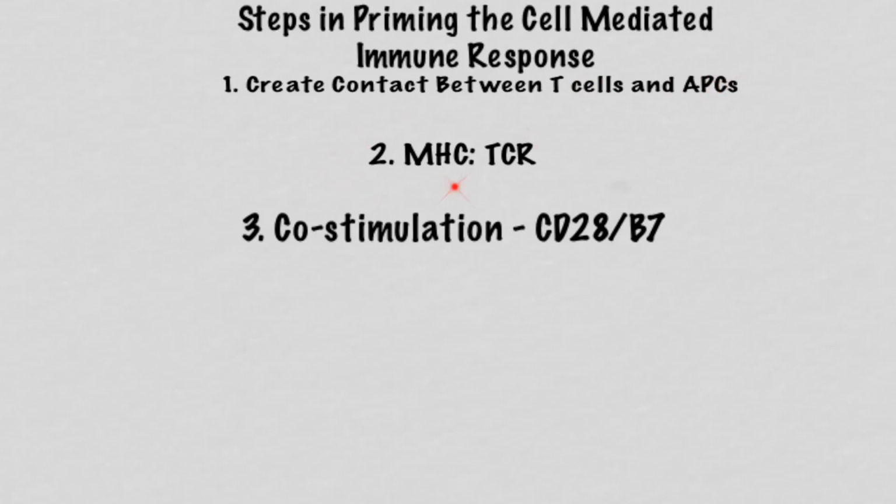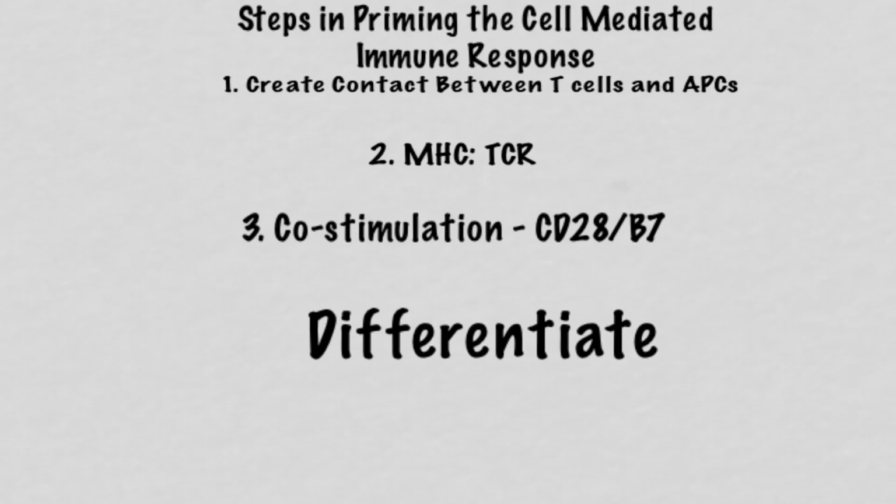Okay, so at this point, we have created contact between the T and the B cell. We created signal 1, which was MHC-TCR interaction, and signal 2, which is co-stimulation. Now we're going to add our last thing that we need to do, and we need to differentiate the T cell. This will be done using cytokines that are produced by the microenvironment and the antigen-presenting cell.